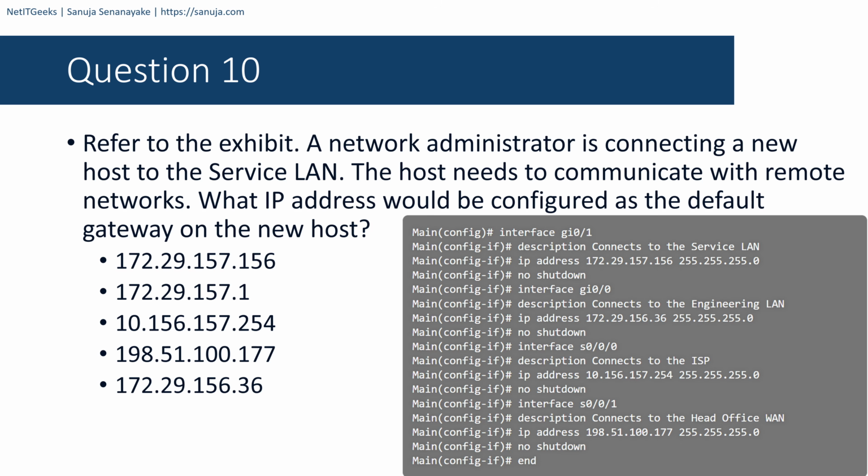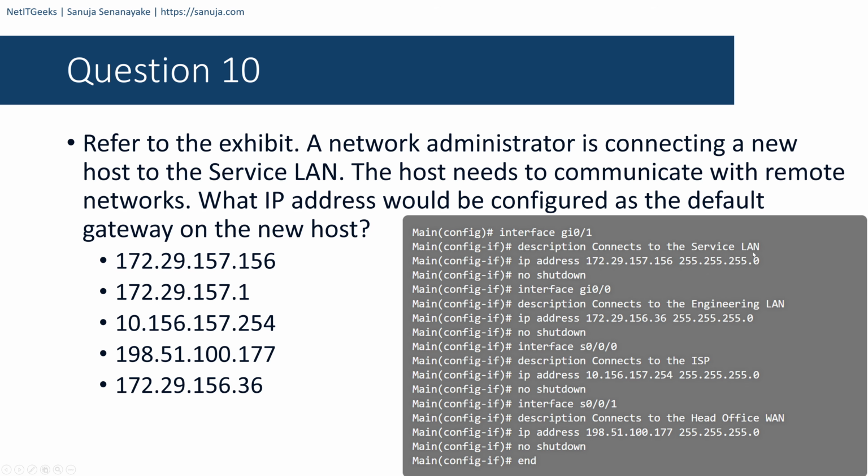So that's why I'm trying to get you here. On the bottom right hand corner, we have a screenshot of a configuration, and we're asking what IP address would be configured as the default gateway on the new host. So this is basically showing a bunch of data, and then it has a connection to the service LAN.